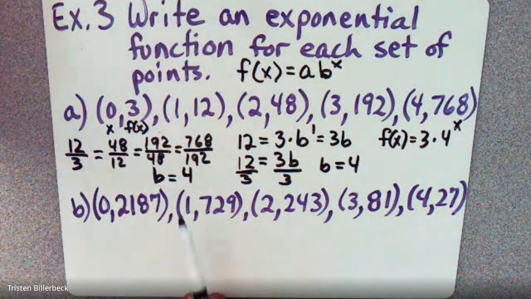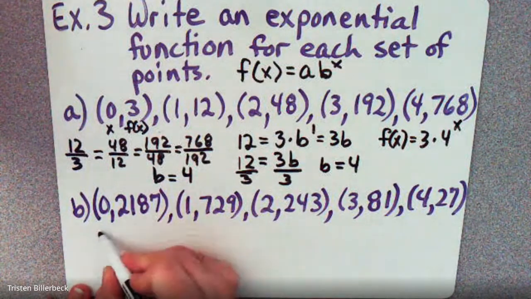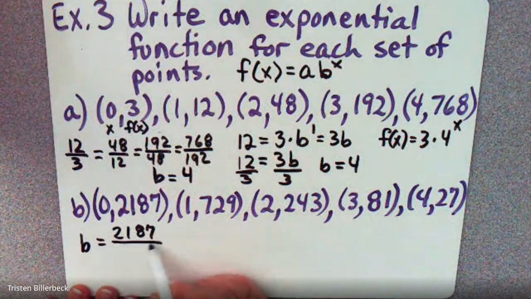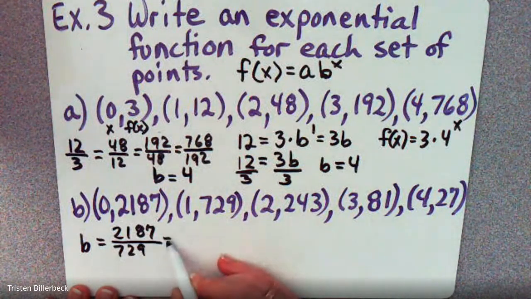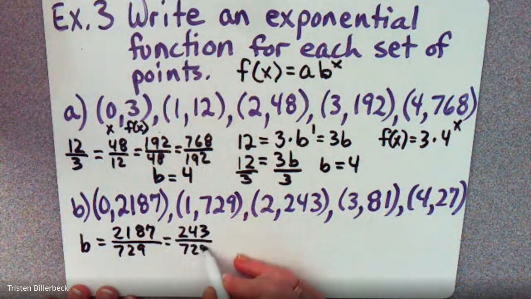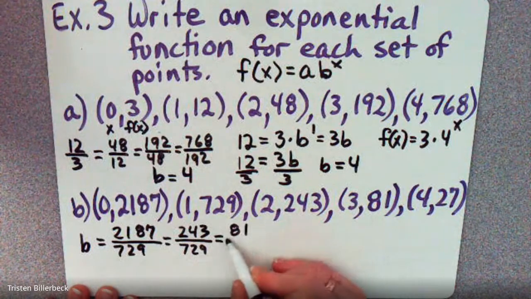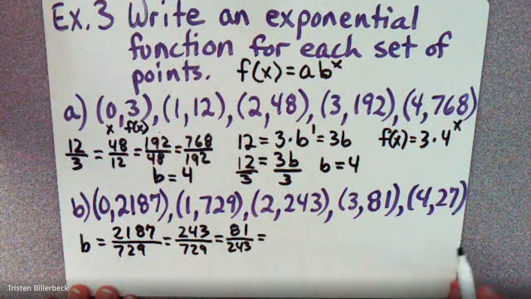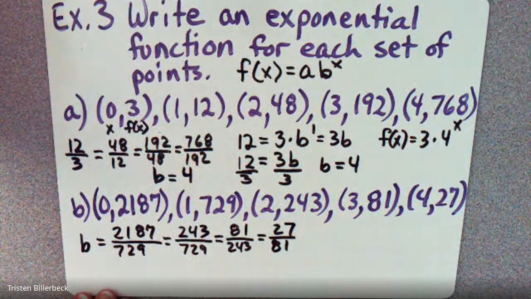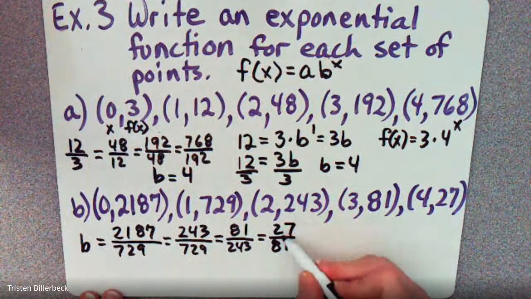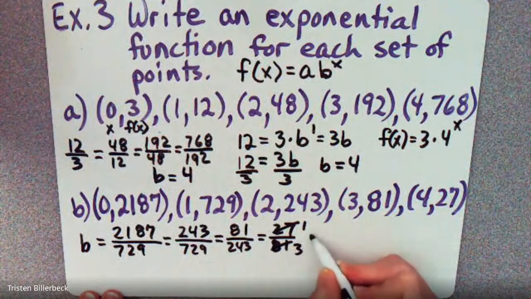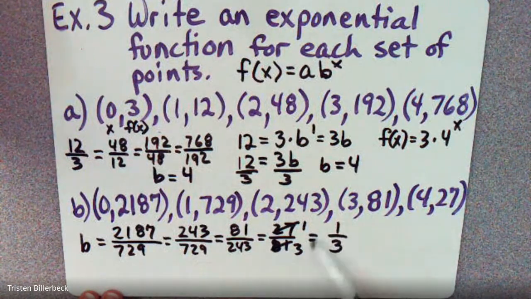All right, so let's use this way to find the b for this one. First we're trying to find b, so the second way I showed you. So we're going to divide this, and that should equal 243 over 729, and that should equal 81 over 243, and that should equal 27 over 81. So we need to figure out what this is. I could take 27 out of here, and that equals 3. So it looks like it's going to be 1/3.